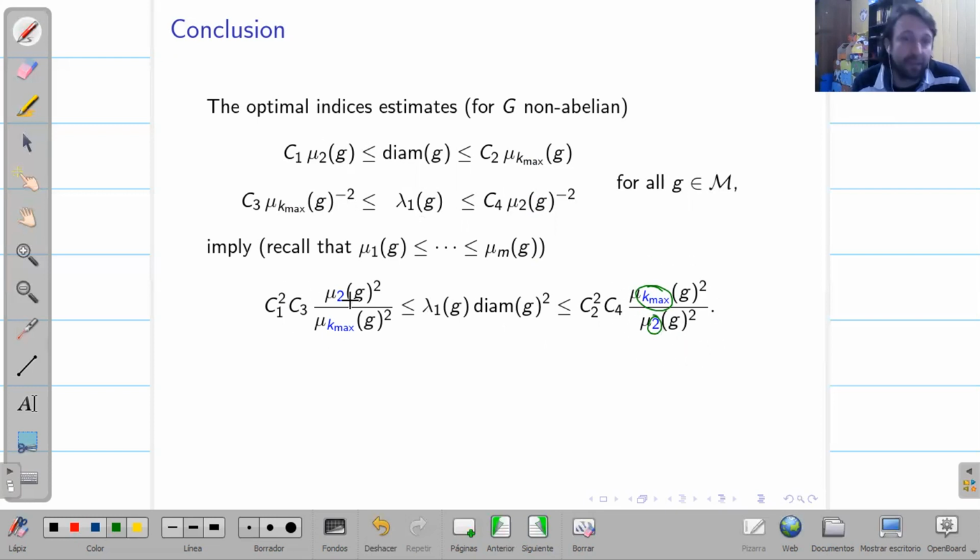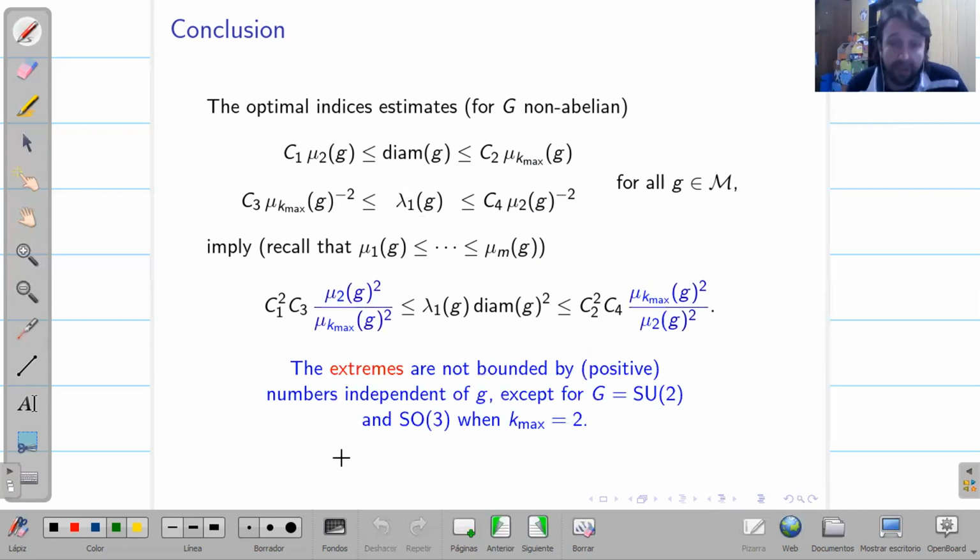Okay, and the same here. It's not bounded by below by a positive number. Okay, so the conclusion is that these extremes are not enough unless K max is equal to 2. When K max is equal to 2, that's great because they cancel and we have a bound. But K max is equal to 2 exactly in this case.